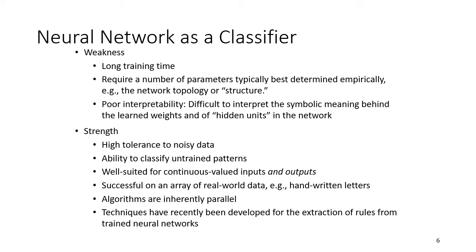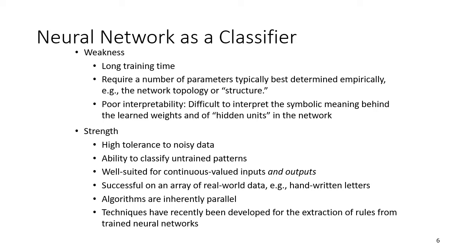First, it takes a long training time for a neural network to train. Secondly, it requires a number of parameters, typically best determined empirically, basically the network topology or structure. When it is proper, it will give the result, otherwise it will not be able to provide us suitable results.